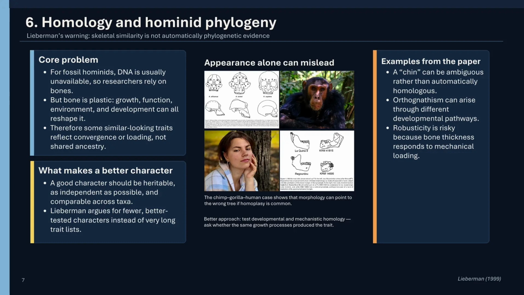Parsimony can fail because it assumes homology is more common than homoplasy. Similar developmental sequences can still mislead. Mechanistic developmental evidence is stronger. Bone thickness and robusticity are heavily influenced by mechanical loading and environment. And, lastly, reconstructing hominid phylogeny from bones is difficult because many skeletal similarities are misleading, so the best approach is to use fewer, better tested characters and to evaluate them through developmental mechanisms rather than appearance alone.